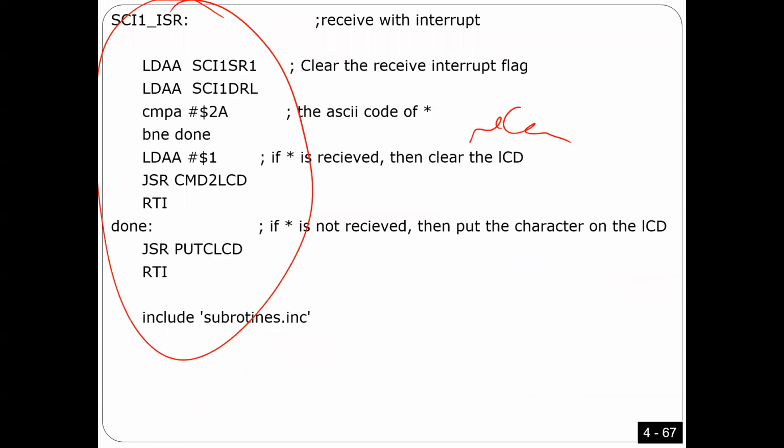Now let's look at the receiver. In the receiver, as I told you, I'm going to use interrupts. That means for the receiver part, I don't need to check.